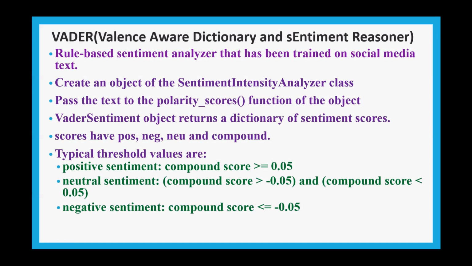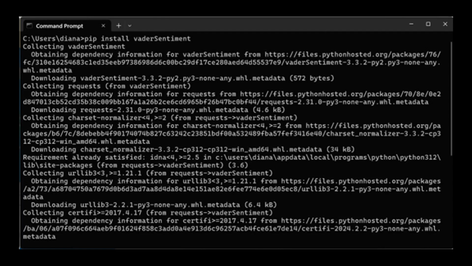Okay, so these threshold values, you can refer to from github.com/cjhutto/vaderSentiment. To install this VADER, you have to go to the command prompt and type this command: pip install vaderSentiment.